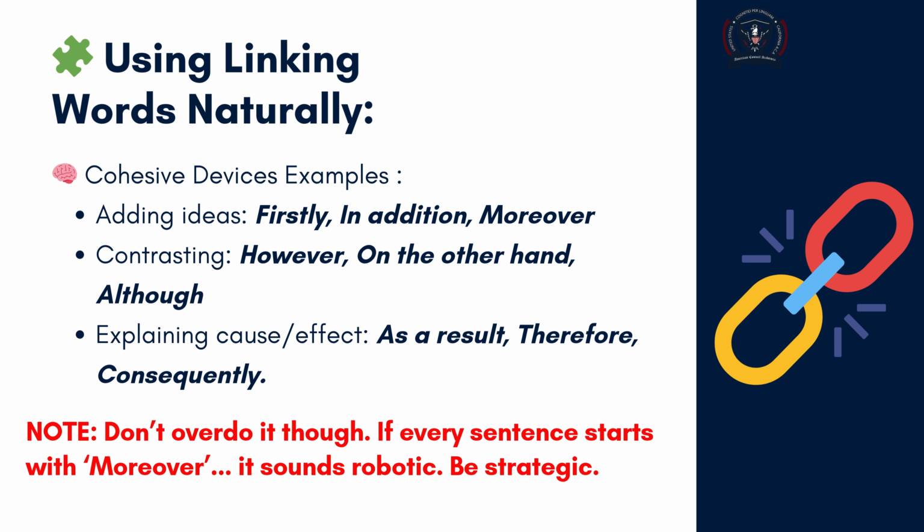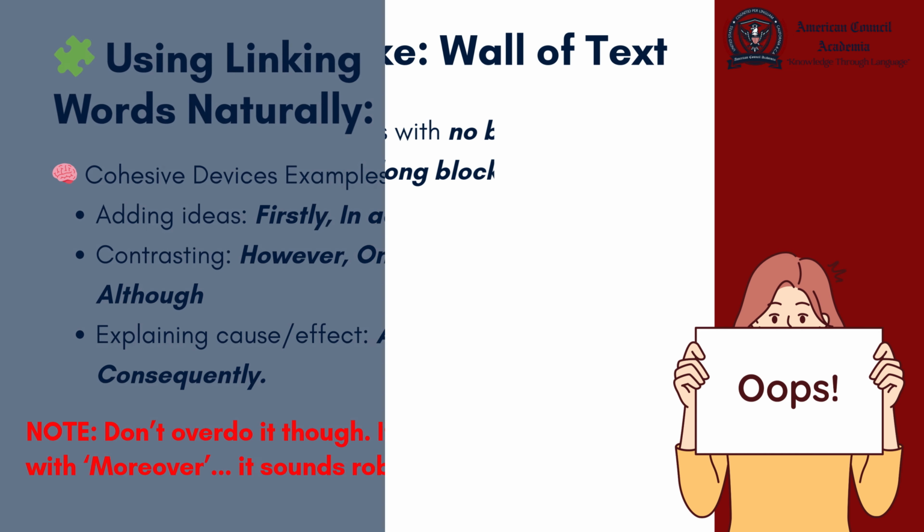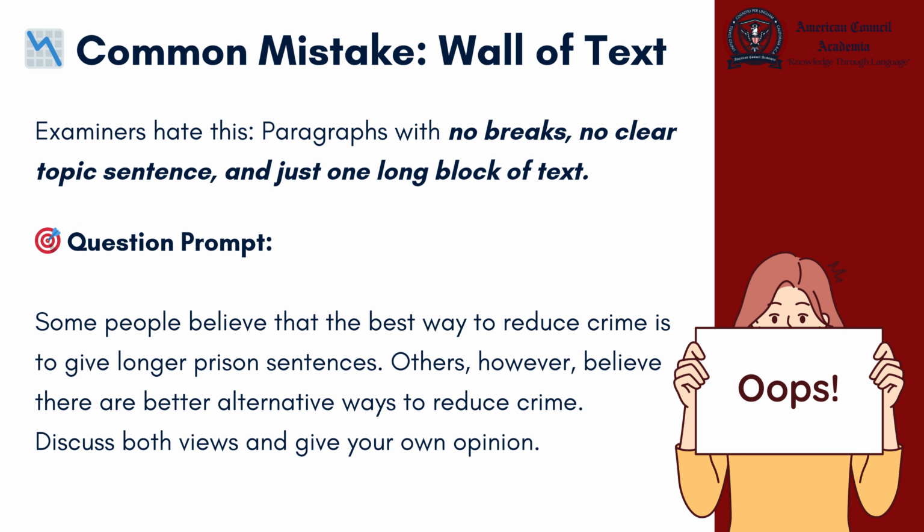Now let's talk about those magic words, cohesive devices. Examples of cohesive devices. Adding ideas: firstly, in addition, moreover. Contrasting: however, on the other hand, although. Explaining cause and effect: as a result, therefore, consequently. Don't overdo it though. If every sentence starts with "moreover," it sounds robotic. Be strategic.